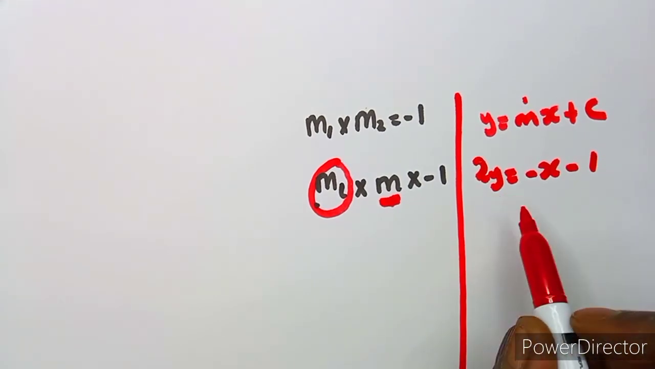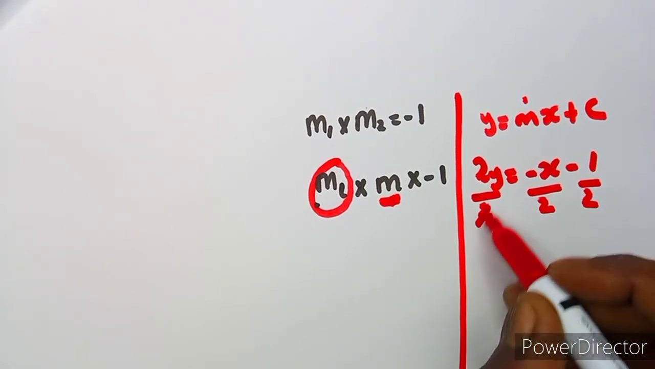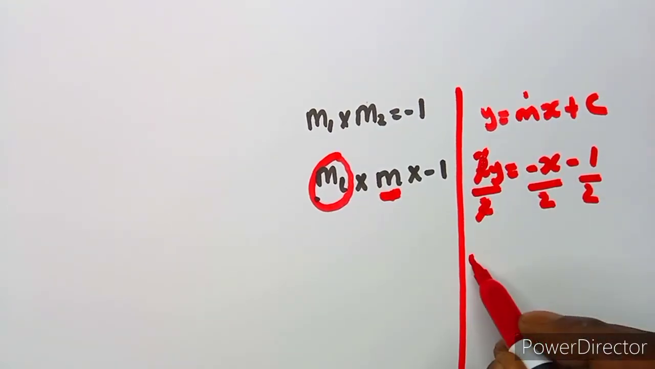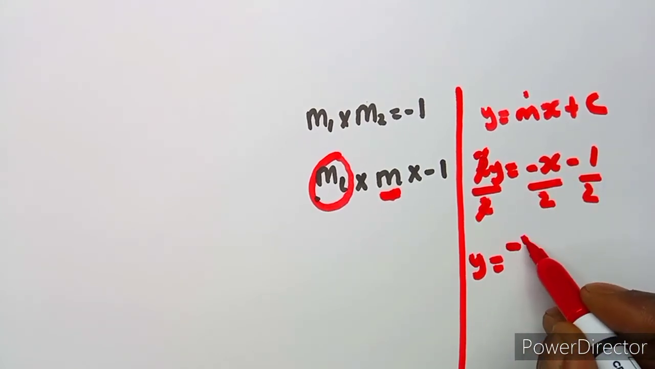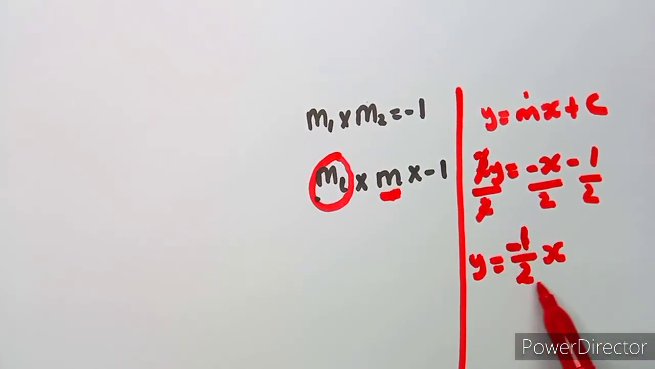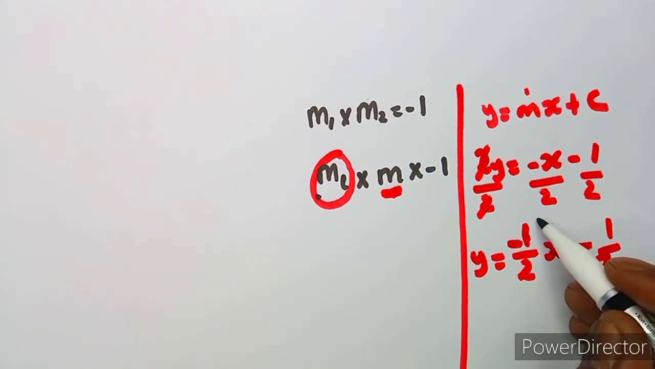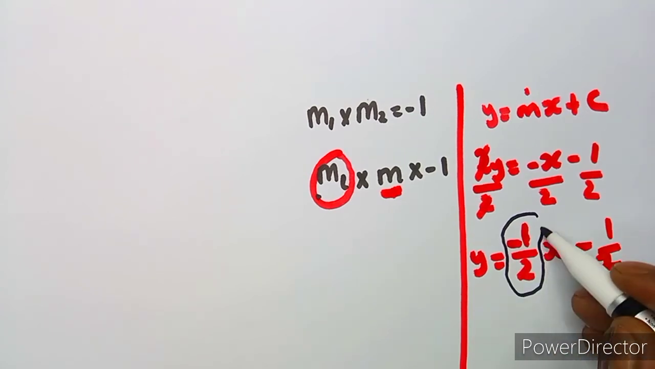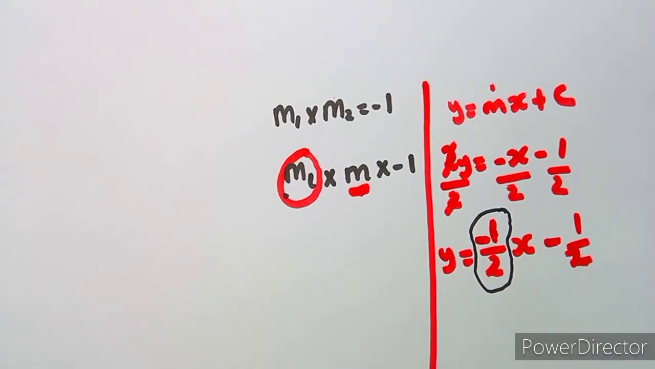But still y is not the subject because there's a 2 here. So divide each and every part by 2. That means y is equal to -1/2 x minus 1/2, so that you can clearly see the part that is affecting x. If I write my equation of a line like this, this is my gradient here, -1/2. That is the gradient of the line that L is perpendicular to.